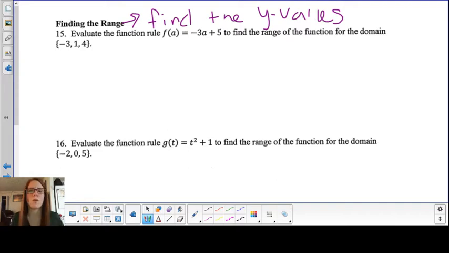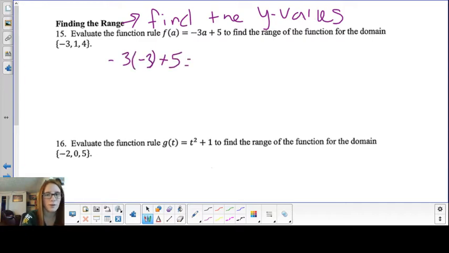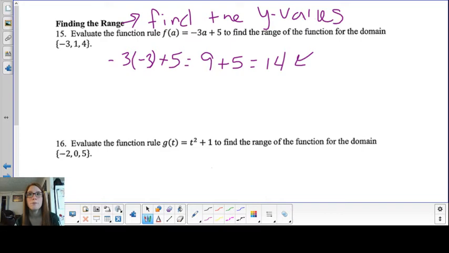All right, so we're given this function, and it asks me to find the range given these domain values. That means domain is the x value, so I'm going to plug these x values into my function. So I have negative 3 times negative 3 plus 5. Negative 3 times negative 3 gives me 9 plus 5, which is 14. So one of my values is 14.